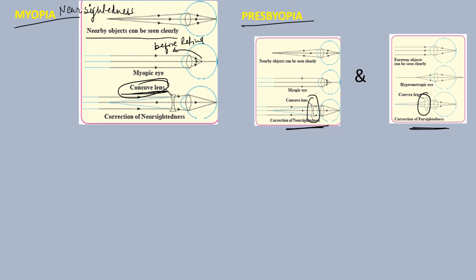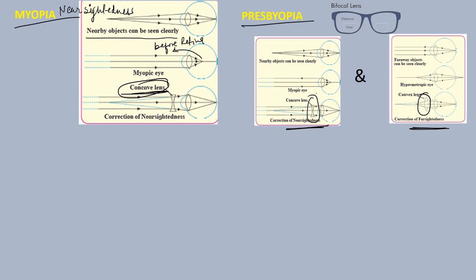Alright, now when the object is near the eye, that person is not able to see it clearly. When it is far also, he is not able to see it clearly. So what happens in this case is that it is a combination of these two defects. So we use bifocal lenses. That means a concave lens is used to correct distant vision, and a convex lens is used for correcting the near vision.